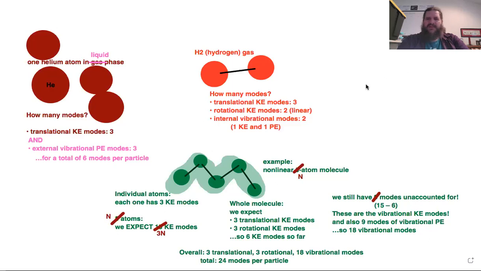Exactly, 3n minus 6. So the unknown modes, the unaccounted for modes, are going to be 3n minus 6, because we expect 3n in total from the atom's behavior alone, minus 6 that we've already counted, so 3n minus 6 unaccounted for modes. Those are the vibrational kinetic energy modes, and therefore, how many vibrational potential energy modes would we expect?